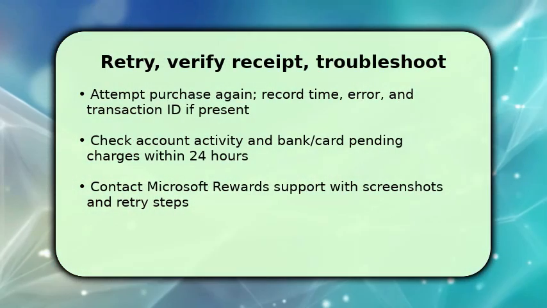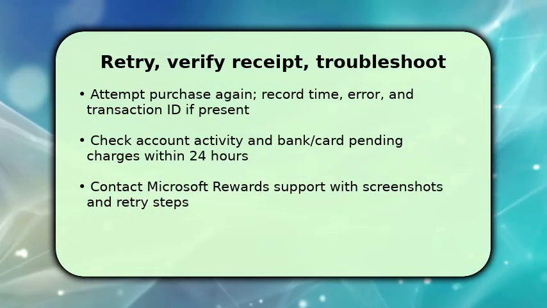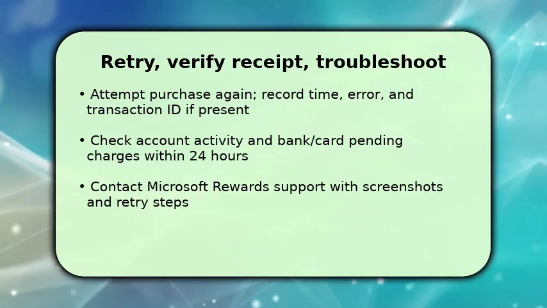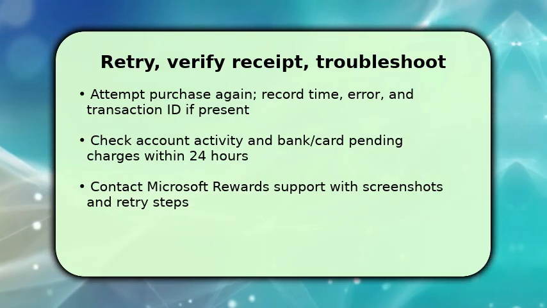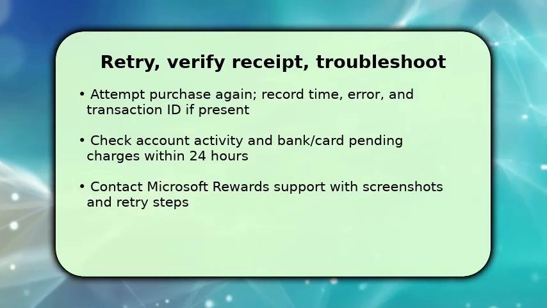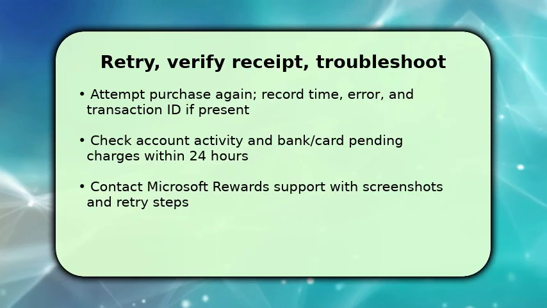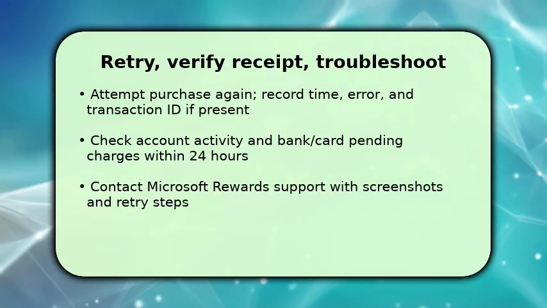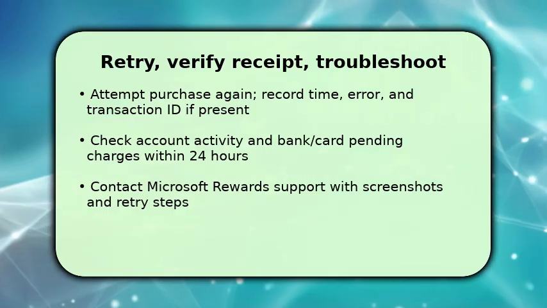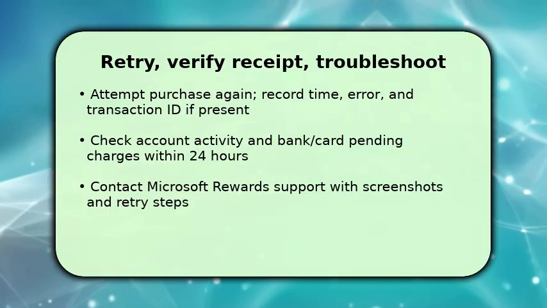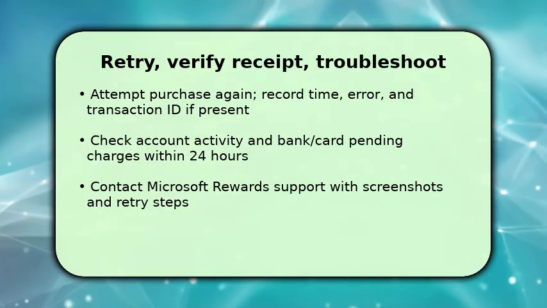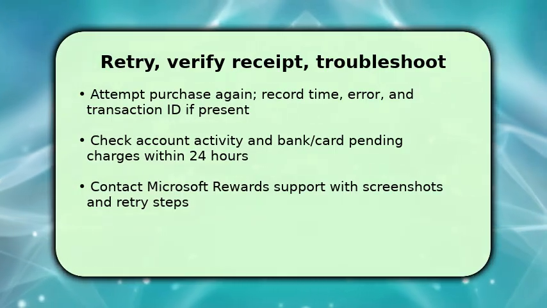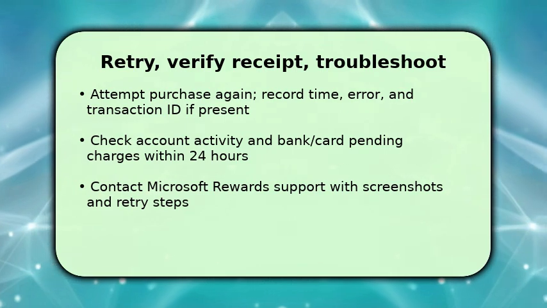You finish by retrying the order after each fix, noting any transaction ID, timestamp, or error text for support. Once the purchase goes through, verify the receipt in rewards history and any linked service within 1 hour. If you still see failures, check for pending holds on your card or temporary authorizations. Wait 24 hours and reattempt. If problems persist, contact Microsoft Rewards Support and provide screenshots, error codes, and the steps you followed so they can resolve account-specific blocks quickly.